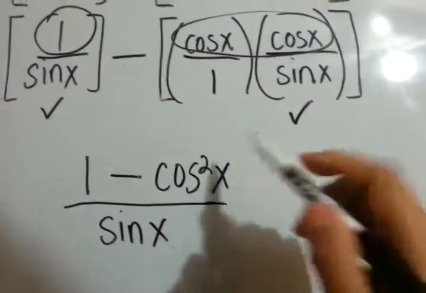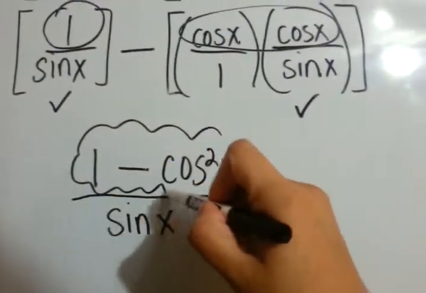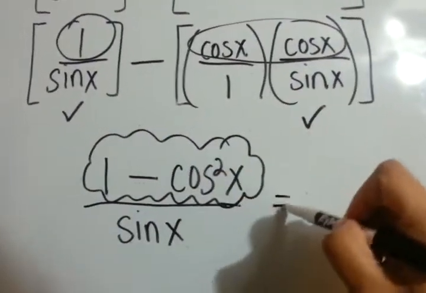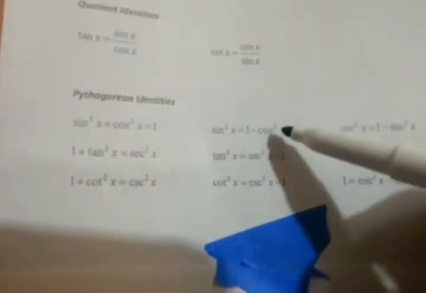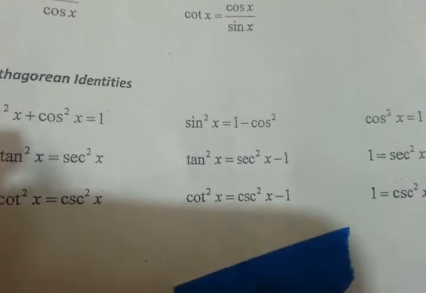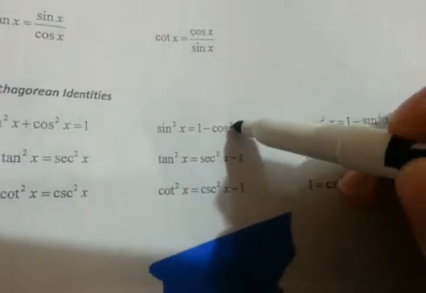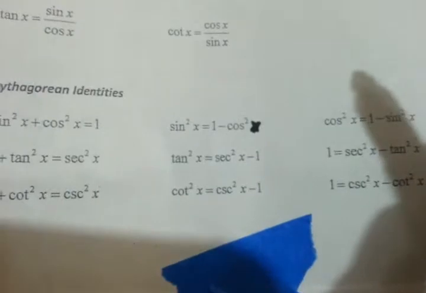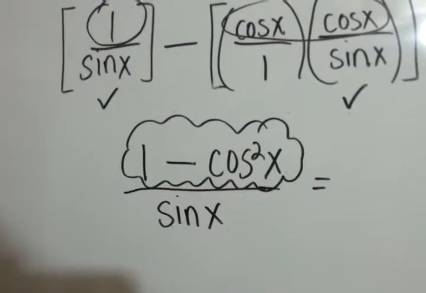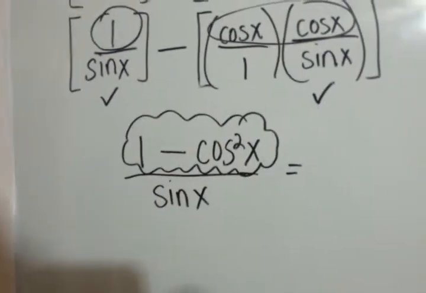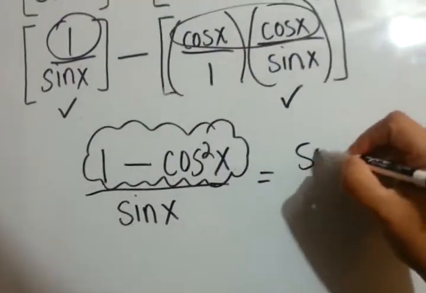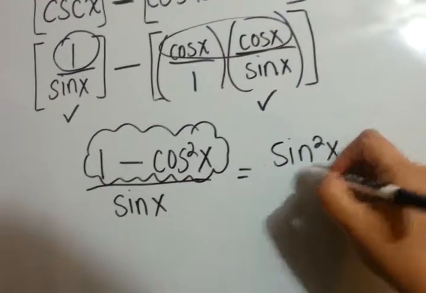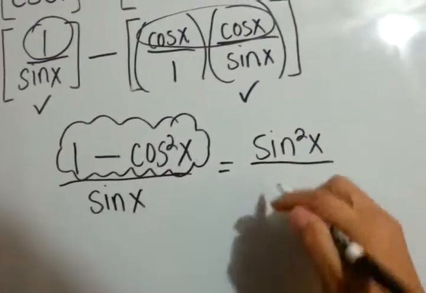And then, like I said before, this is where knowing your identities comes in handy. And we're going to look at the handout over here, see if I can find it quickly. Right here. Oh, I'm sorry, it's blurry. 1 minus cosine squared x equals sine squared x. Okay. So this is sine squared x over the denominator.